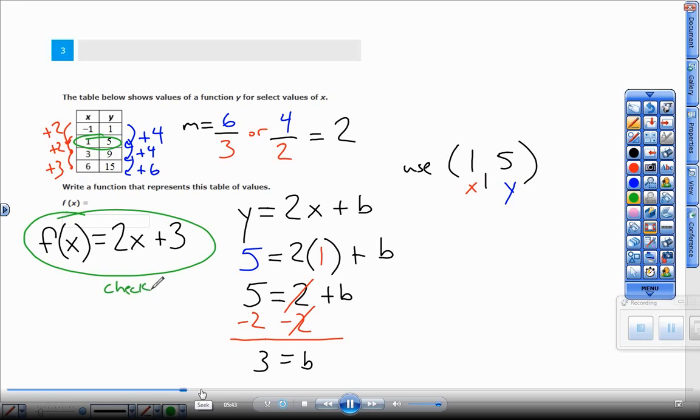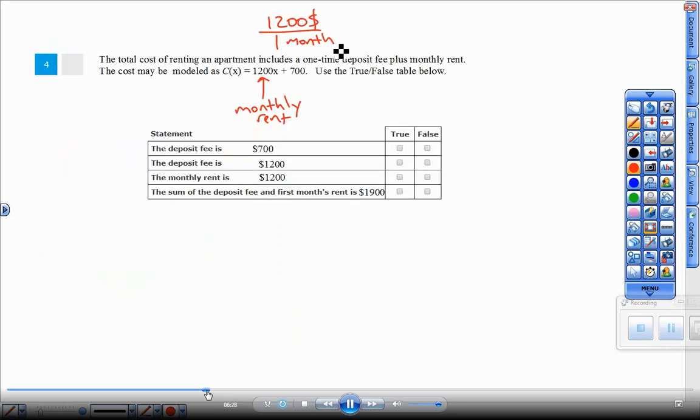And right here I'm doing the check. That's up to you. If you want to do that check, I'm checking the point (3, 9), plugging in 9 for y or f of x, plugging in 3 for x, and that should work if my equation's true. So 9 equals 6 plus 3, 9 equals 9. That check works. Okay, number 4.